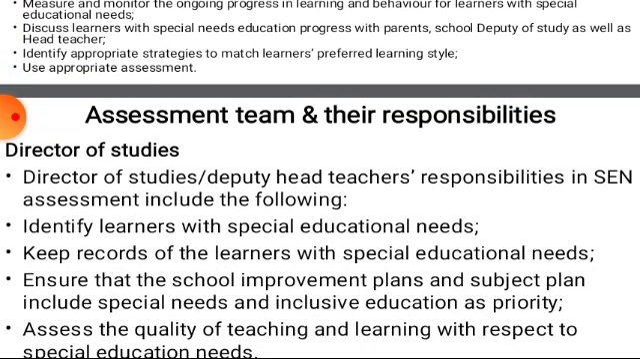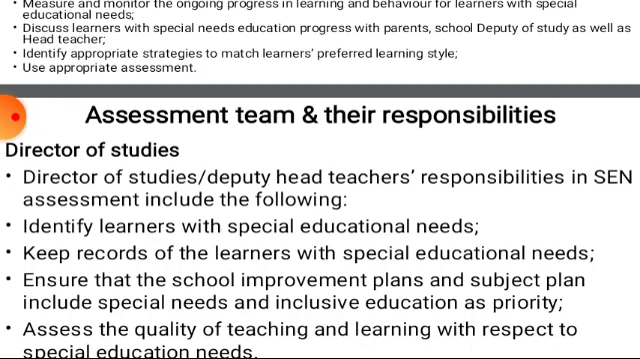Let's talk about the responsibility of the Director of Studies. Director of Studies or Deputy Head Teachers' responsibilities in special educational needs assessment include the following: identify learners with special educational needs, keep records of the learners with special educational needs, and ensure that the school improvement plans and subject plan include special needs and inclusive education as a priority.